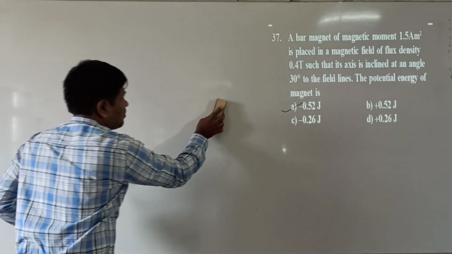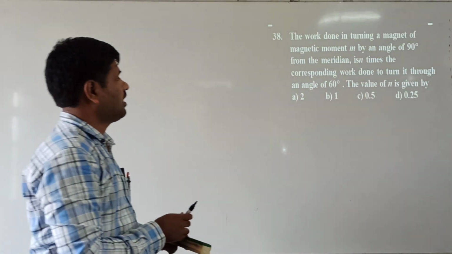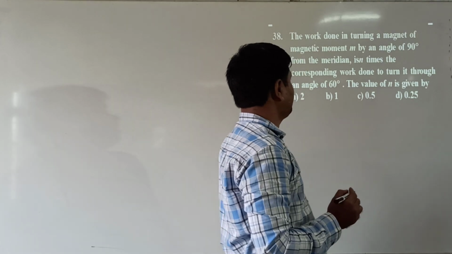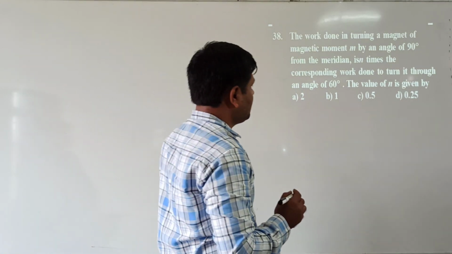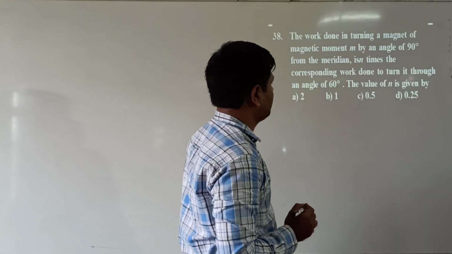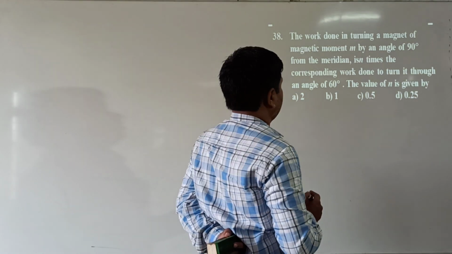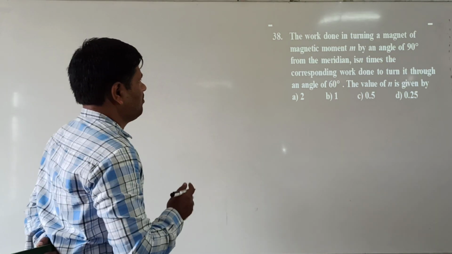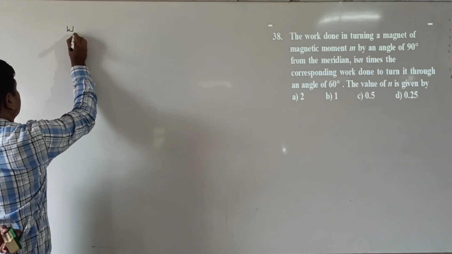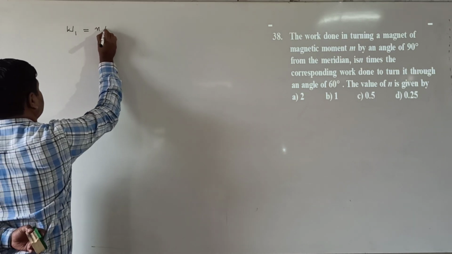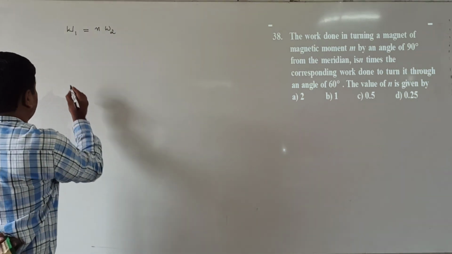Next, question number 38. The work done in turning a magnet of magnetic moment M by an angle 90 degrees from the meridian is n times the corresponding work done to turn to an angle 60 degrees. The value of n is given by... First work done W1 is equal to n times W2. First I want to find the first work done here.